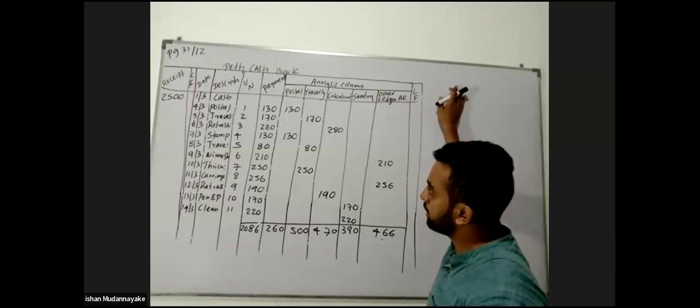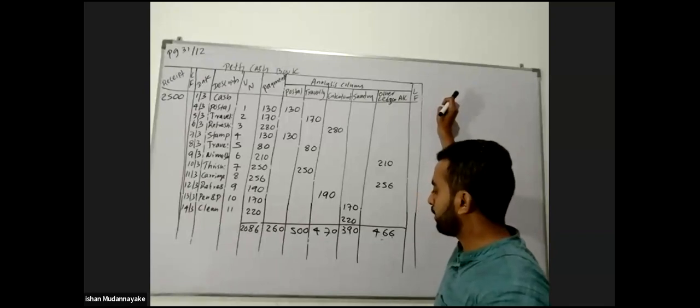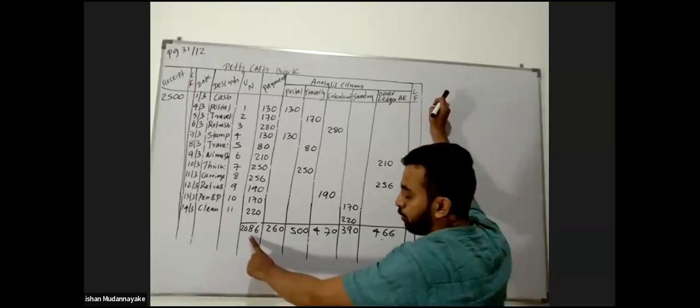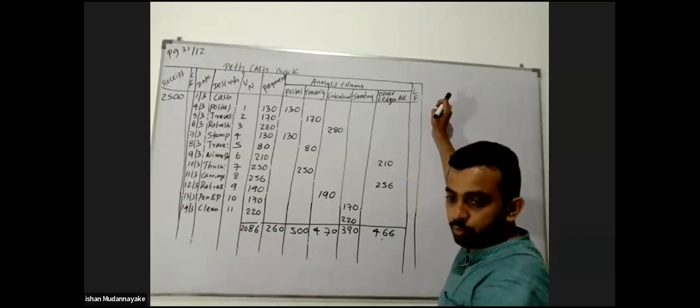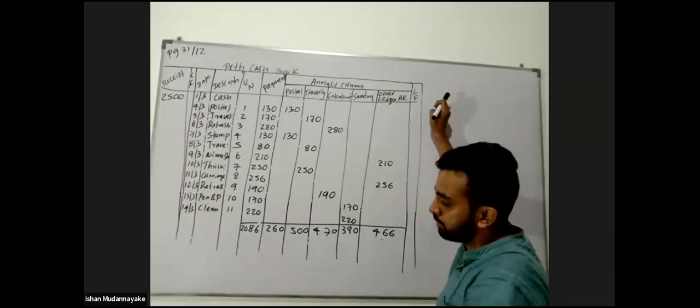Postal total amount 260, traveling total amount 500, entertainment total amount 470, sundry expenses total amount 390, other ledger total amount 466. Then the total column amount is 2,086.